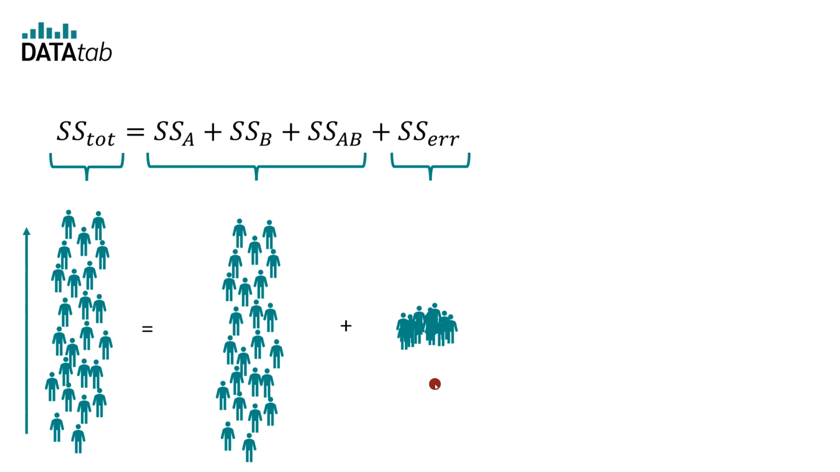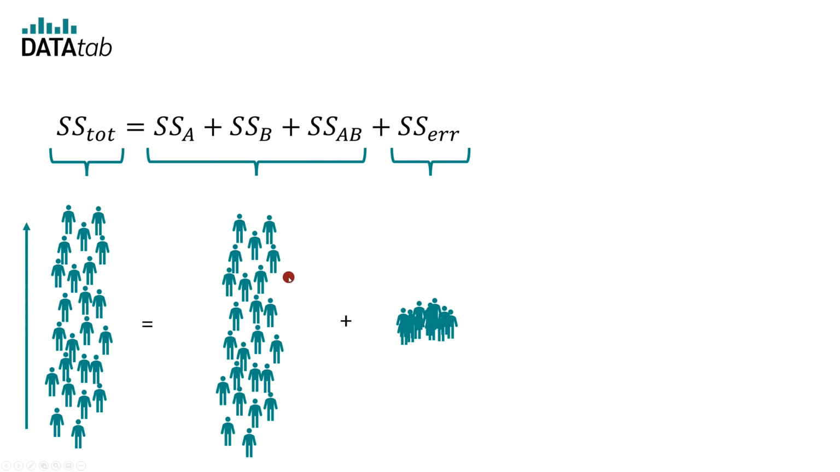If the result would look like this, for example, we would be able to explain almost the entire variance through factors A and B and their interaction, and we would only have a very small proportion that could not be explained. This would mean that we can make a very good statement about the attitude towards retirement planning purely through the variables gender and study status and their interaction.